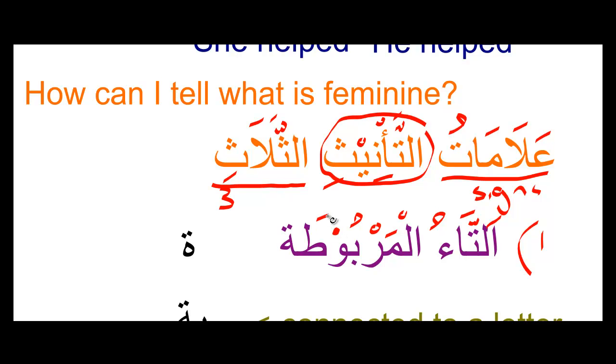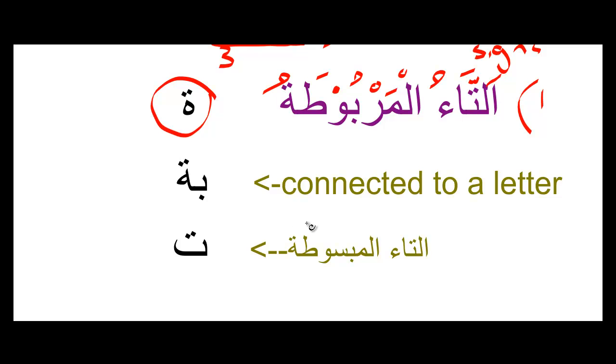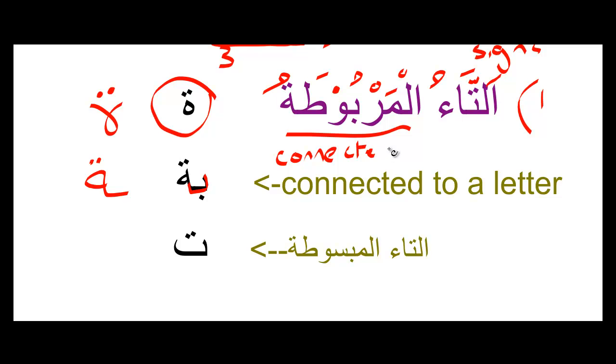al-marbutah. And a ta al-marbutah is this thing right here. Okay, and you'll have seen it before, and you'll see it again plenty of times. If ta marbutah is connected to a letter, it looks like this. Okay, so I write it like this when it's by itself, and when I connect it to the previous letter, I connect it like this. Now, why is it called marbutah? Marbutah means connected. Okay, it comes from the word rabt.